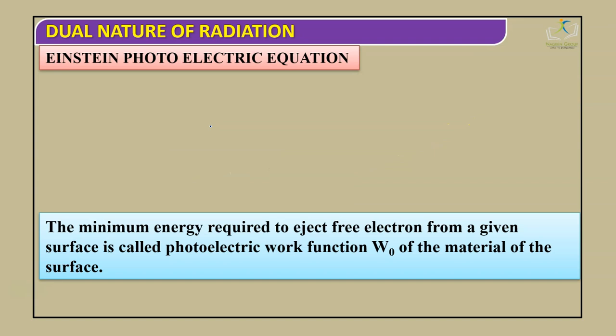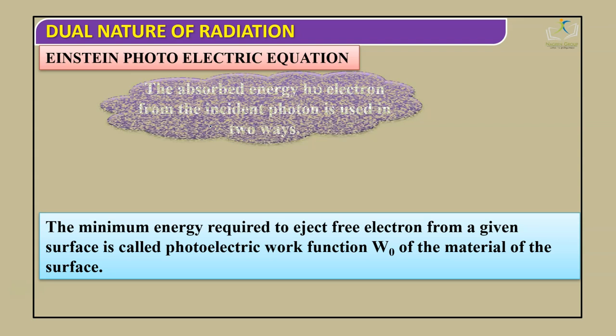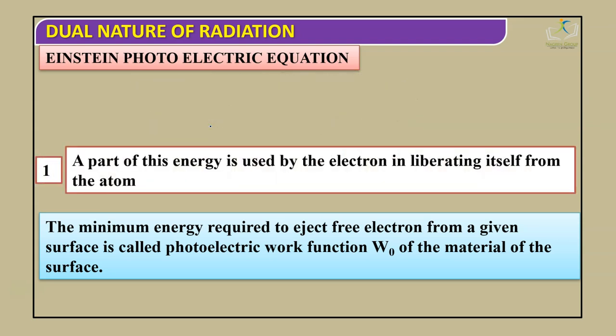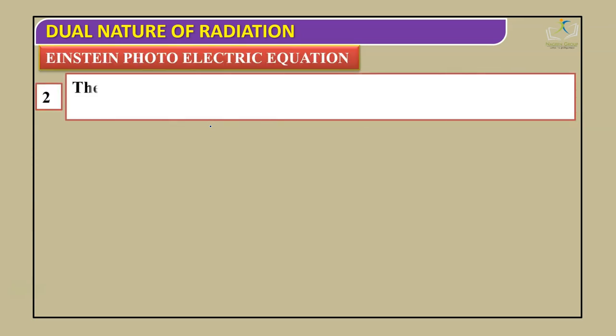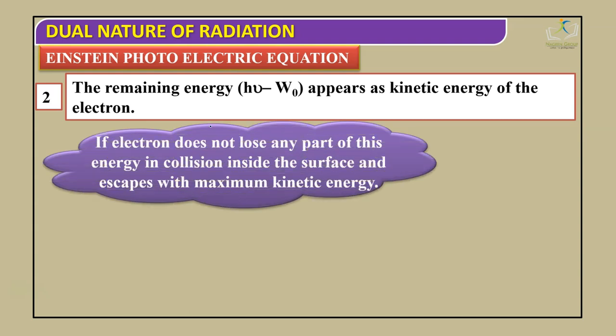The minimum energy required to eject free electrons from the given surface is called the photoelectric work function W0 of the material of the surface. The absorbed energy hν from the incident photon is used in two ways. First, a part of the energy is used by the electron in liberating itself from the atom. Second, the remaining energy, hν minus W0, appears as kinetic energy of the electron.